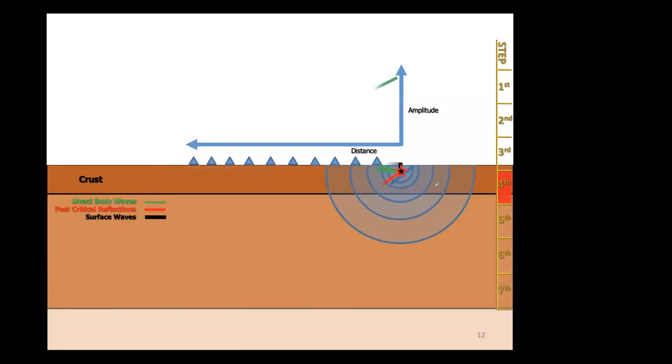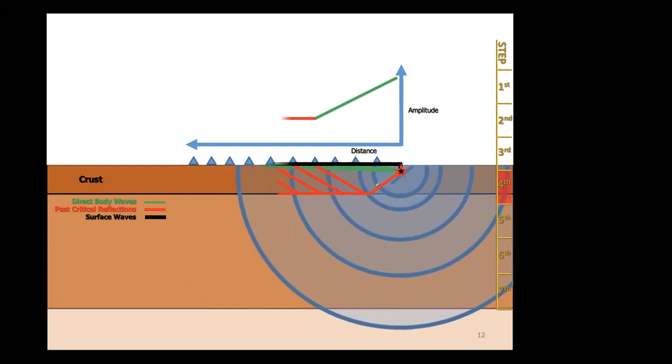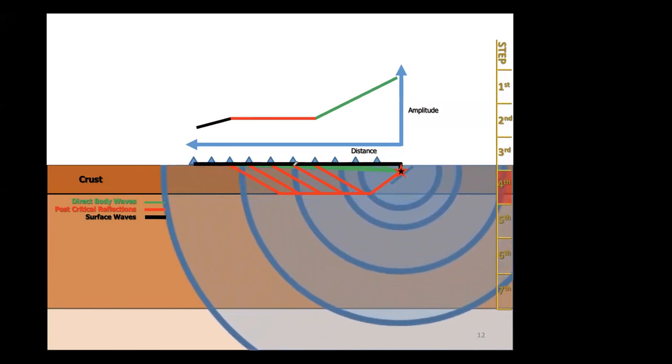So when an earthquake occurs, the first stations just receive the direct body waves. After a while, after a distance, the post-critical reflections from Moho also join the body waves. So in this range, the stations are just recording direct body waves, but in this range from here to here, the post-critical reflections from the Moho discontinuity also join the body waves. And after that, the record is dominated by surface waves. And you know that surface waves, as their name says, are waves on the surface.